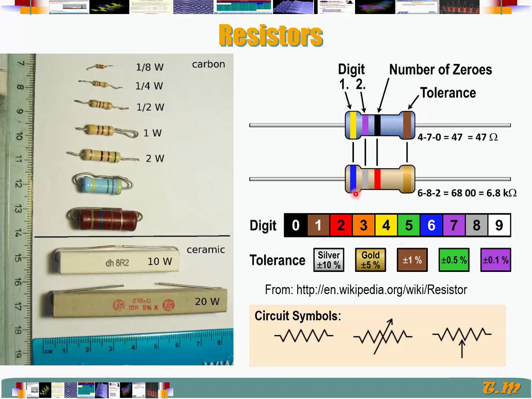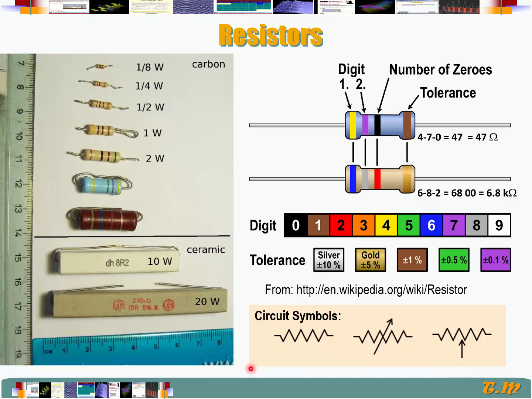For example, here, blue corresponds to 6, gray corresponds to 8, and red corresponds to 2. So it's 682, that's the numbers we got. So it's 68 plus 2 zeros. 6,800 ohms, which is 6.8 kilo ohms. And since we have gold here, it tells us that's within a 5% accuracy.